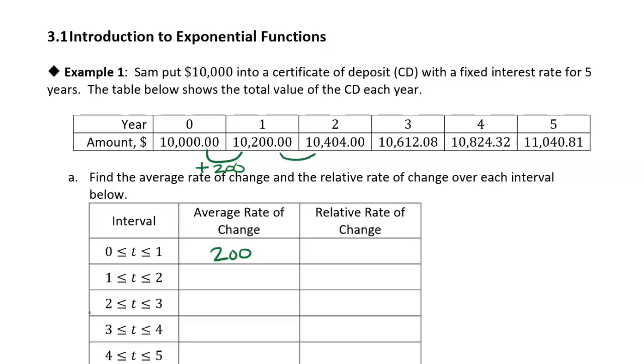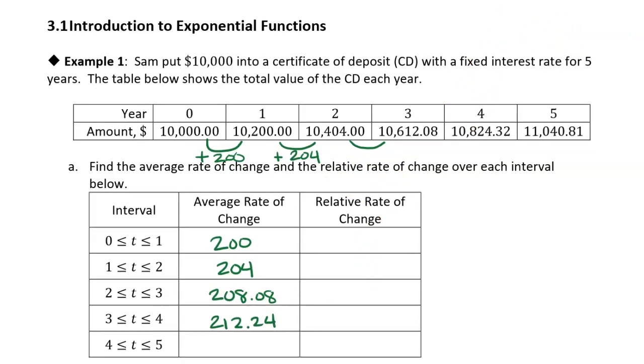And then let's keep going. Let's look at the next year. It looks like we added $204, right? Over 1 year, so the average rate of change is 204. And so on, right? I'm just going to look at the difference in the value of the CD over the difference in time, which is always a year. So let's see, I got this next one to be 208.08, 212.24, and then finally, let me scroll down just a touch here. The last interval from 4 to 5, I got a difference of 216.49 over 1 year. So that's an average rate of change of $216.49 per year in that last year.